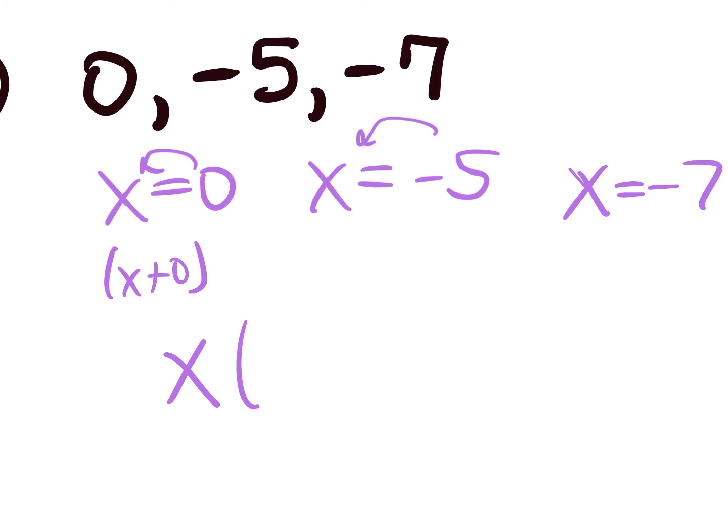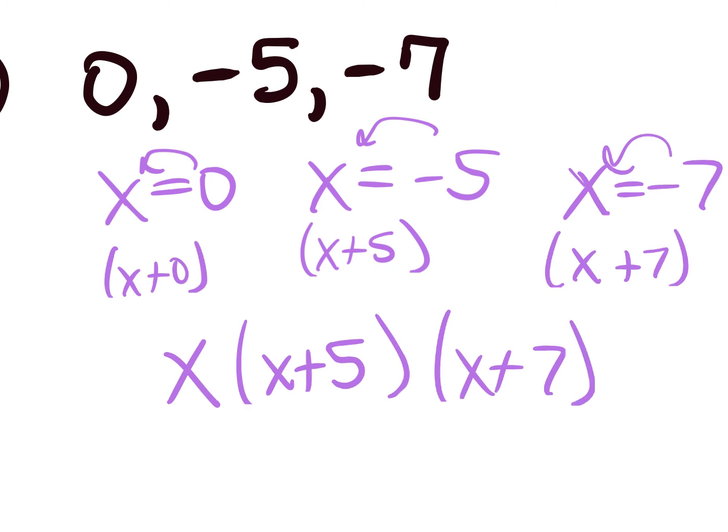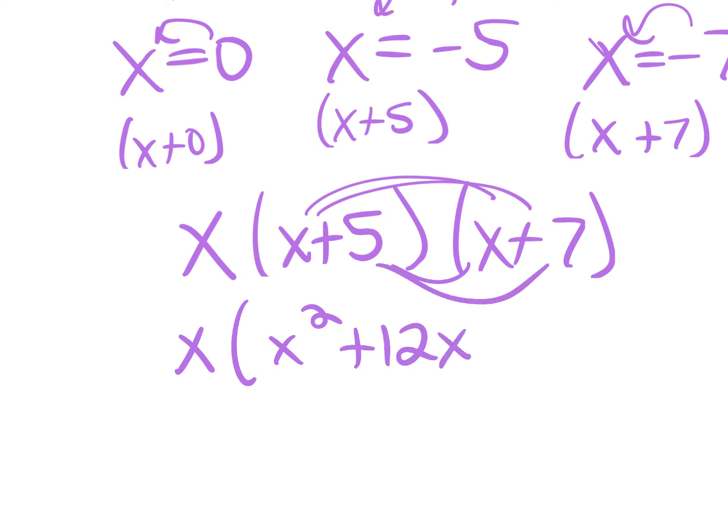But what would this parenthesis look like? X plus 5, right? And this one would be x plus 7. So you would have something like this. And you would just multiply it all together. Keep the x on the outside. What's x here times x? X squared. What's x times 7? 7x. And then what's 5 times x? 5x. So 5 and 7 is 12, right? And then 5 times 7 is 35. Good.